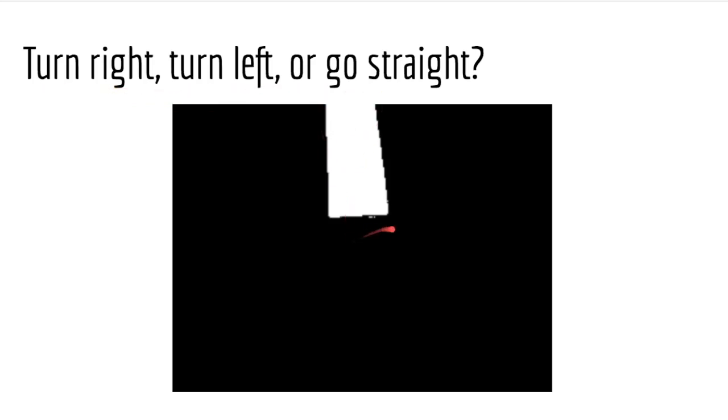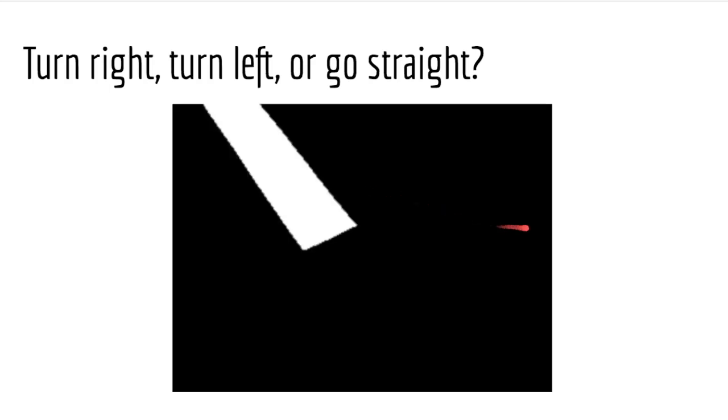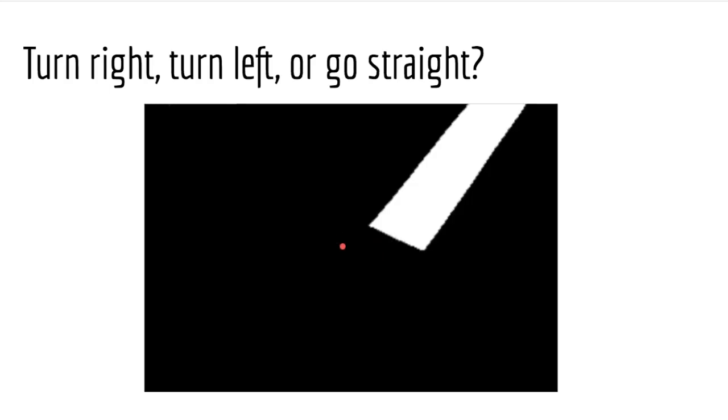In this case, we have the line that's directly in front, so we probably just want to go straight. In this example, we have the line going off to the left here, so we probably want our robot to turn left in order to reorient itself on the line. Similarly, we have this one going off to the right, and if we want the robot to reorient itself with this line, we want it to turn right.